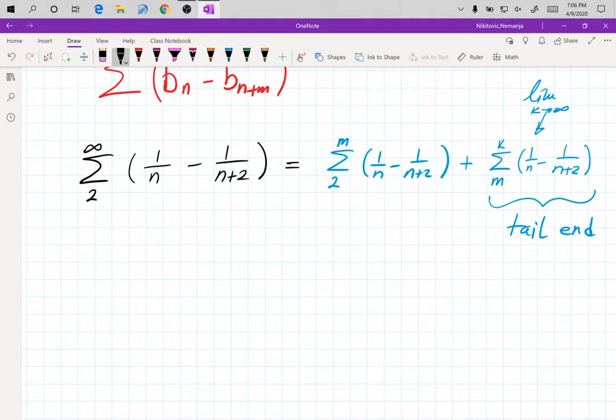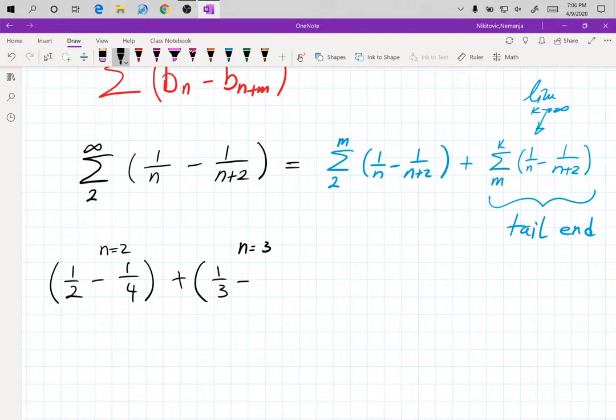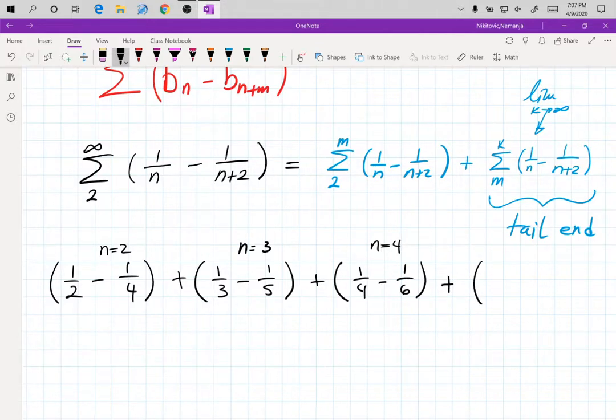We are first going to plug in n equals 2. We are going to have 1 over 2 minus 1 over 4. Then in the next term, n is 3. That's 1/3 minus 1/5. Then in the next term, n is 4. That's 1 over 4 minus 1 over 6. Plus, the next term, n is 5. So we have 1 over 5 minus 1 over 7. And then we get bored.